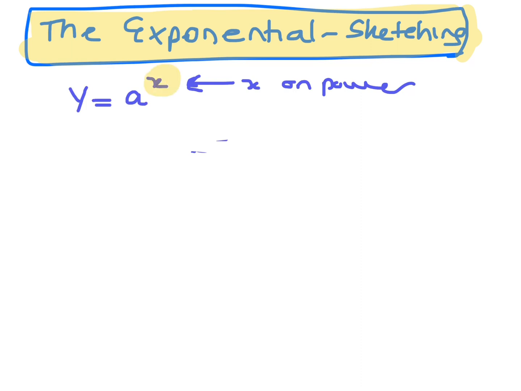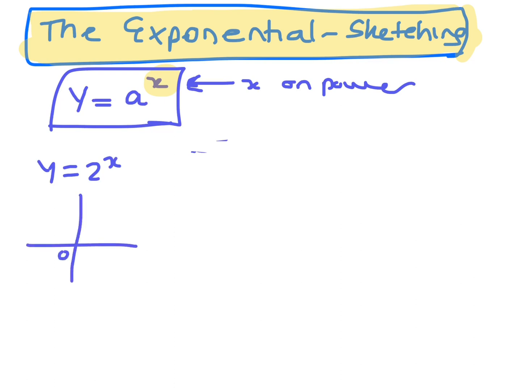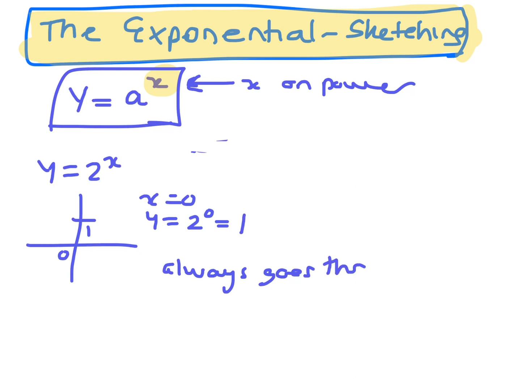You could have any number, and all that it does is affect the steepness of it. So y equals 2^x. If you put in x equals 0, you get y is 2 to the 0, and 2 to the 0, or anything to the 0, is 1. So this curve always goes through 1. It always goes through x equals 0 and y equals 1.